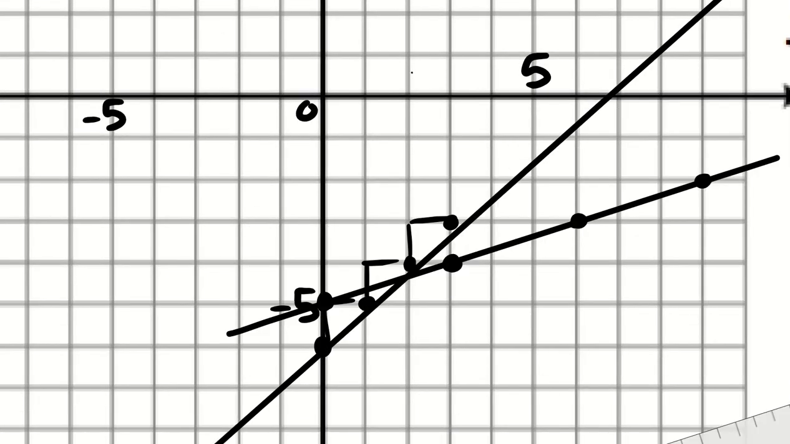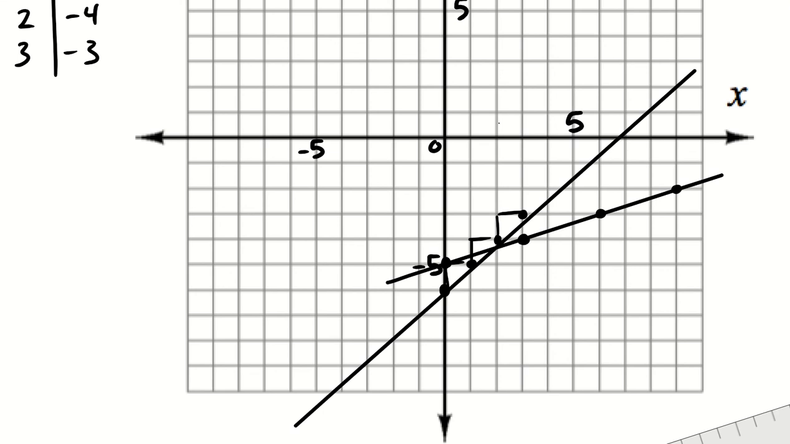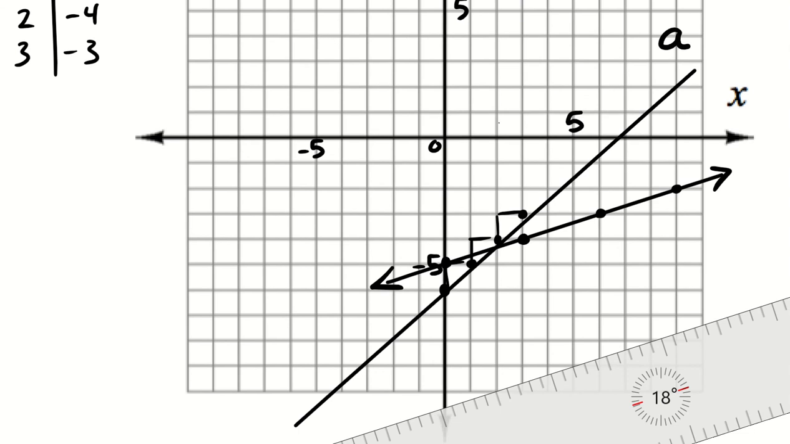So I now have both of my functions graphed, although I should extend that line a bit, but I'm not going to worry about it. Just put an arrow here and here. So this is the graph for part A, and this is the graph for part B.